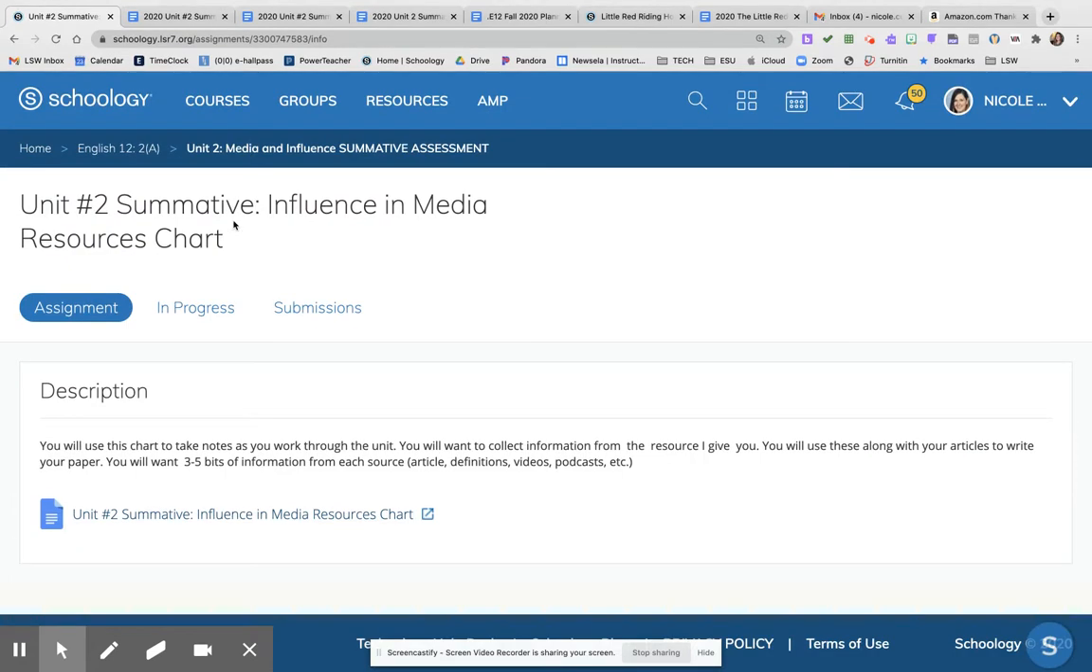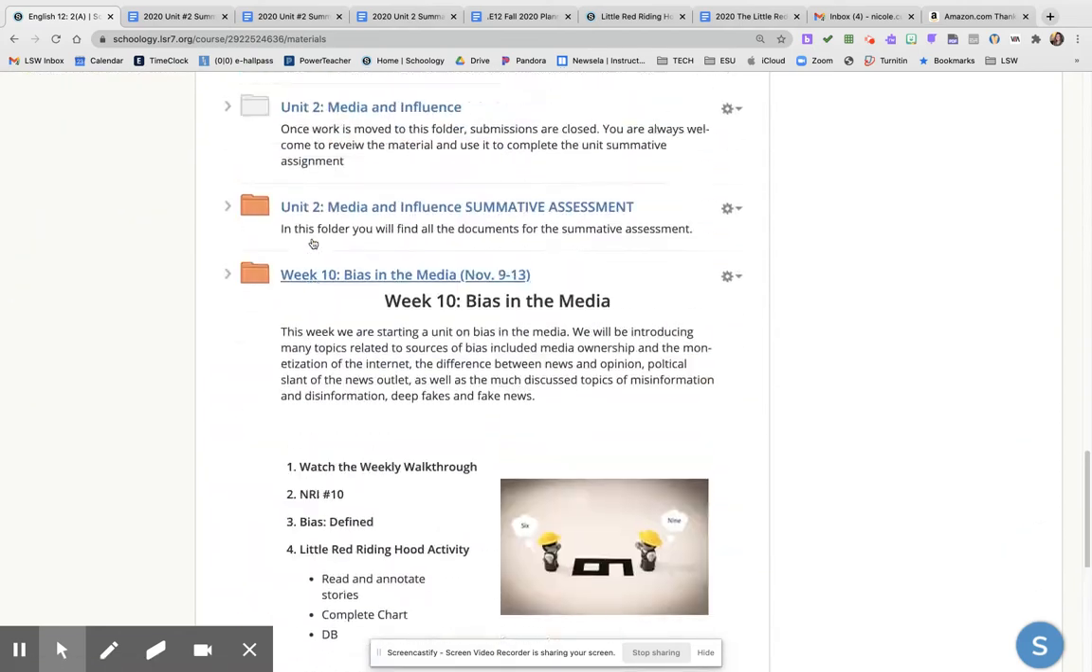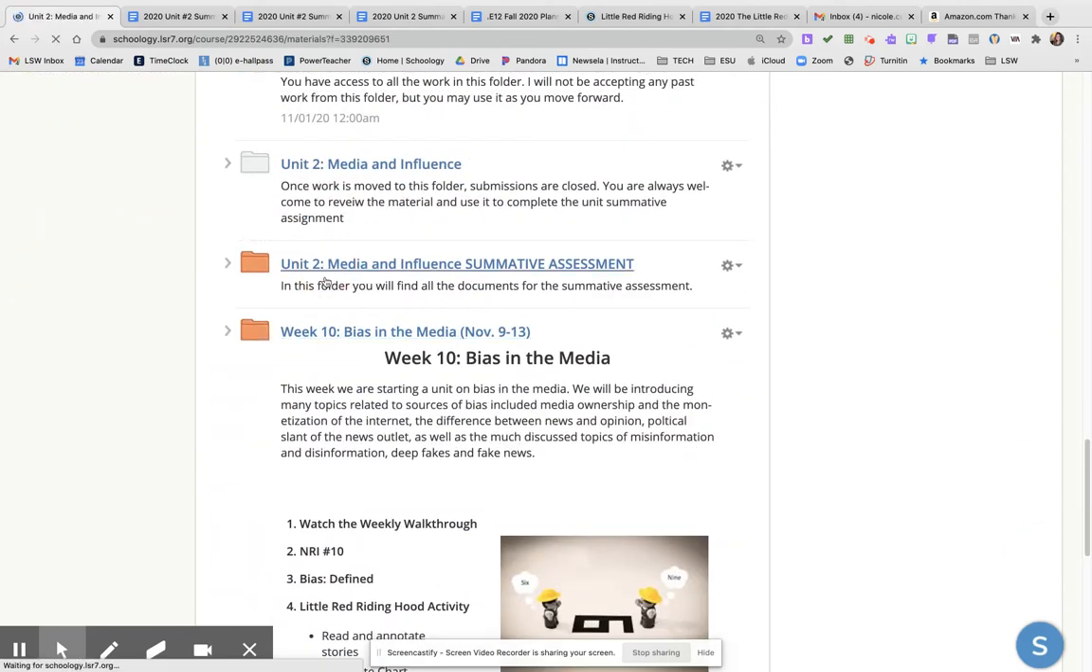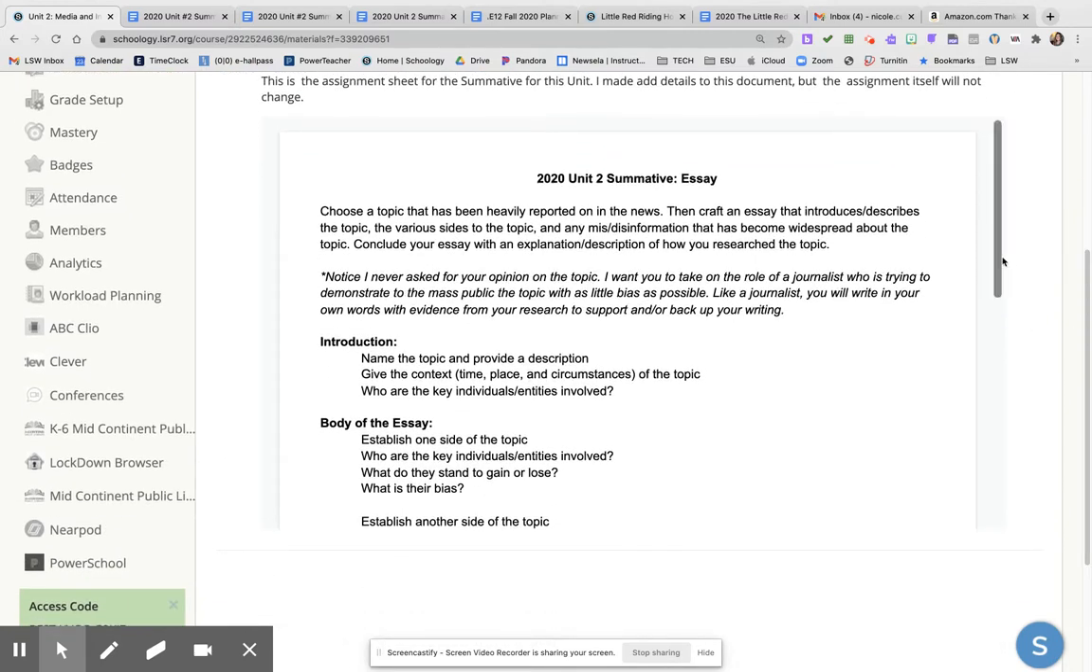Just like we did last time, you're going to take notes as we went through each of the sources that I assigned throughout the unit. Then you can see here, I clicked one folder, 2 back. You have your summative assessment. I will add more detail as we go through this unit as I find that we need more detail. So keep asking questions and I'll be sure this document gets updated.